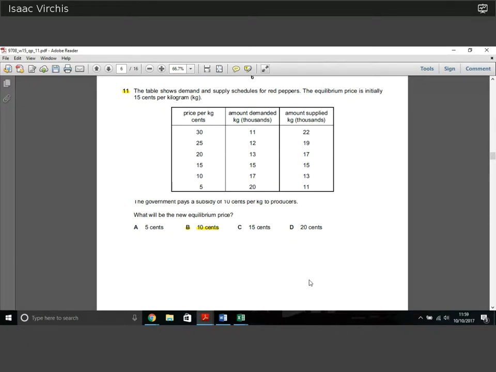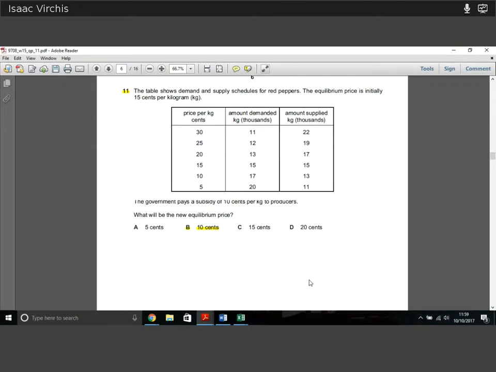The suppliers are passing some of the subsidy onto the consumers. So their demand rises a little bit more, their price is falling. At the same time, the producers can afford to charge a lower price because there's a subsidy in place. 10 cents per kilo is being given to producers. So even though they're charging 10, they're effectively getting 20.